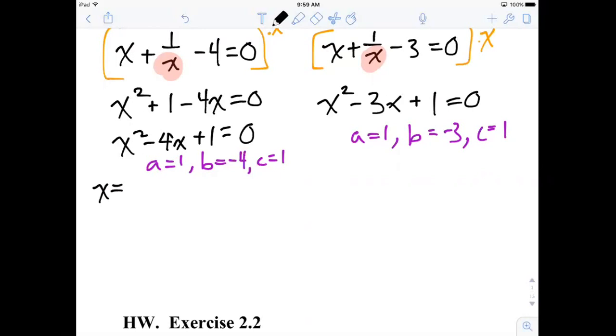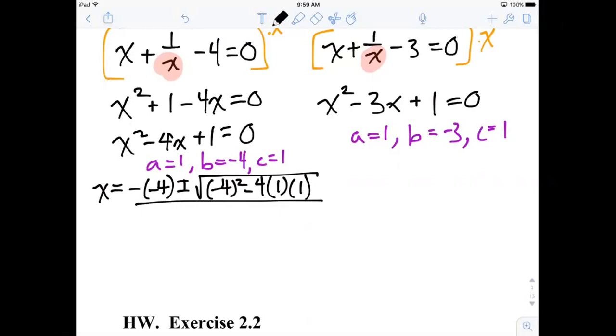So it would be like negative of negative 4 plus or minus the square root of negative 4 squared minus 4 times 1 times another 1, all over 2 times 1. Or in other words, it's like positive 4 plus or minus the square root of 12, all over 2.